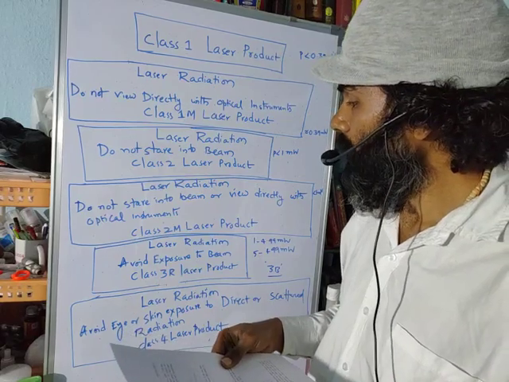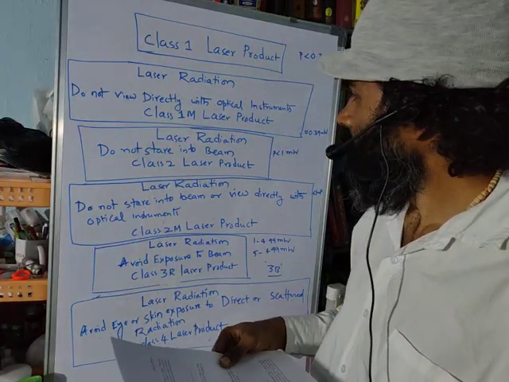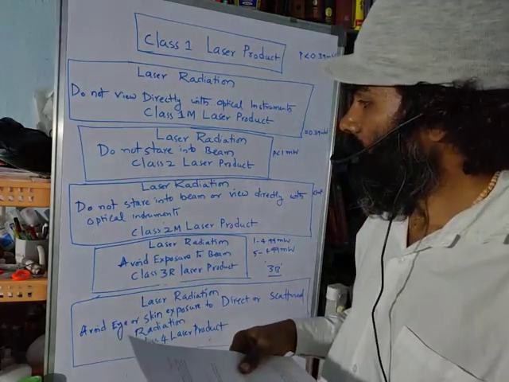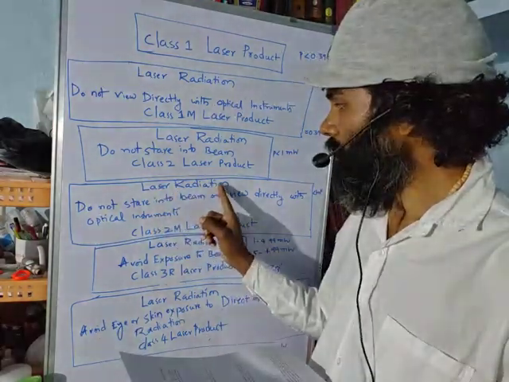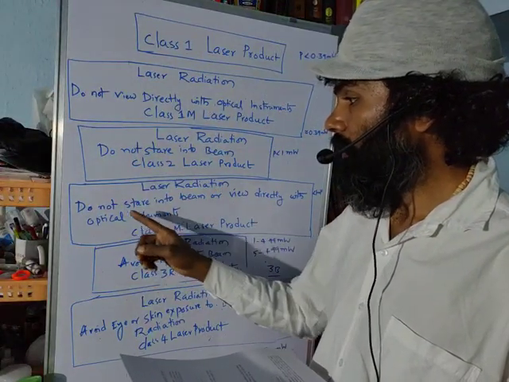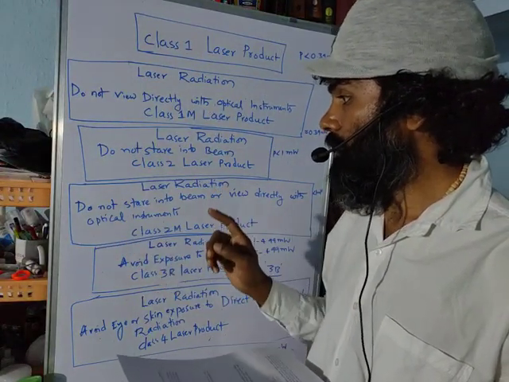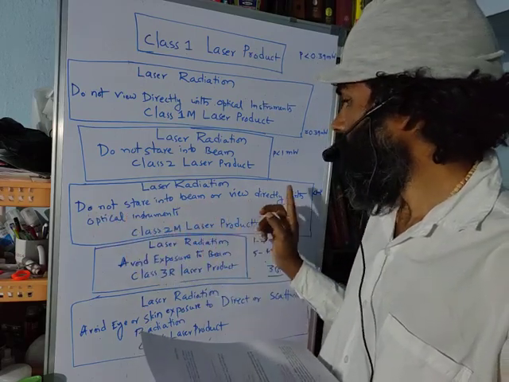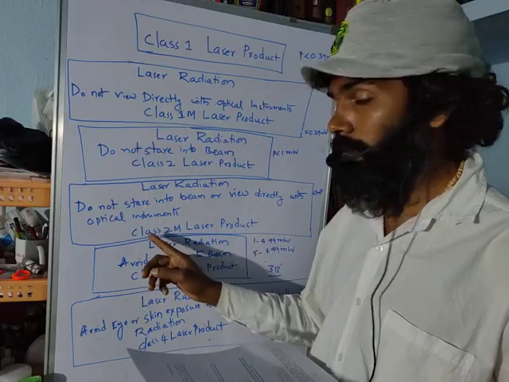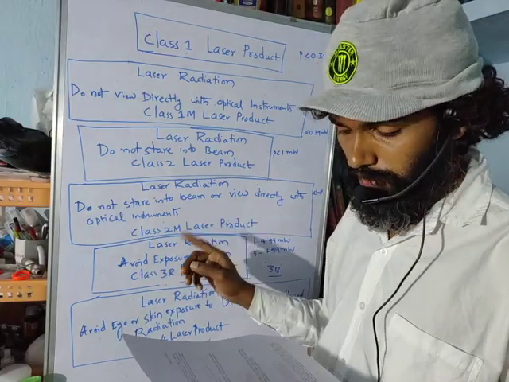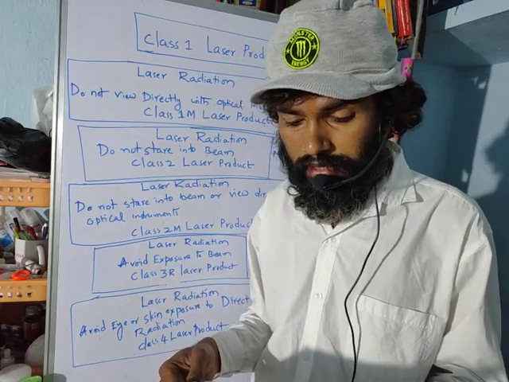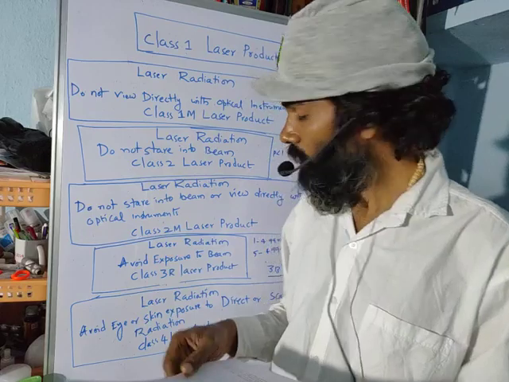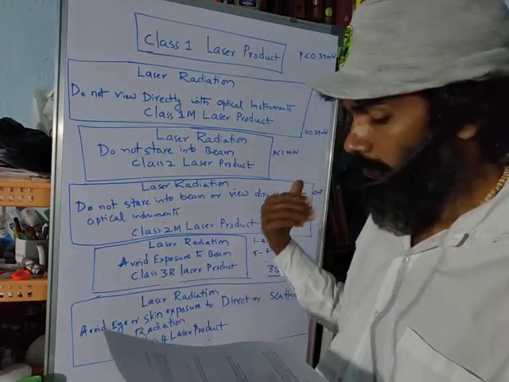And let me go to the next class of lasers, which is class 2M lasers. They usually have this safety label: the first line is laser radiation, the second line is do not stare into the beam or view directly with optical instruments, and the third line is class 2M laser product. And these lasers have power less than 1 milliwatt, the same kind of power.